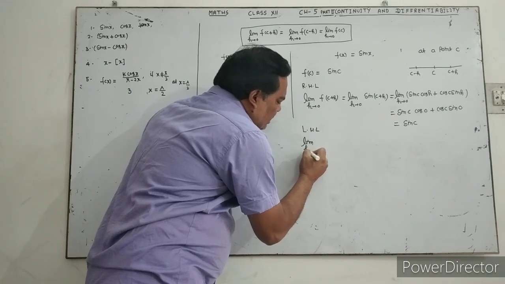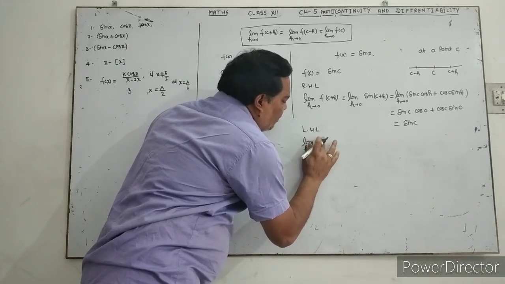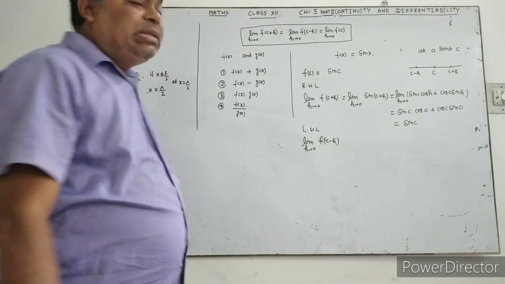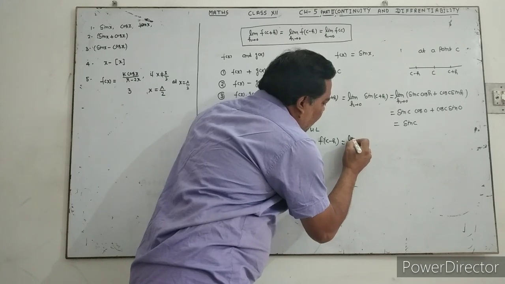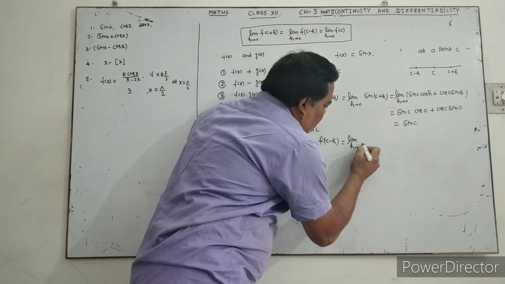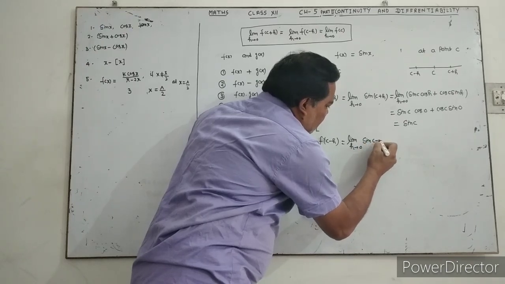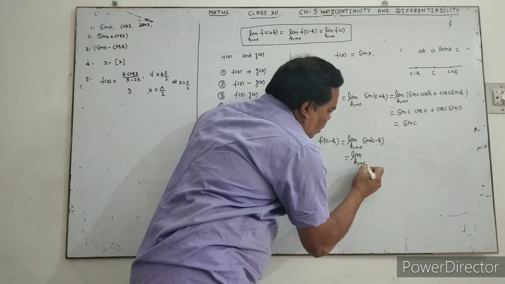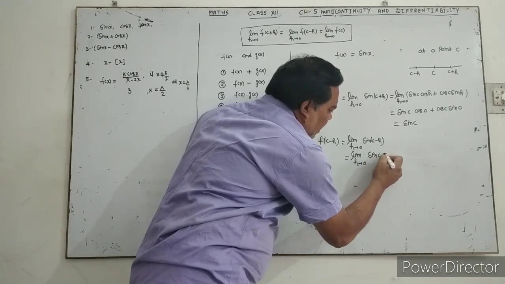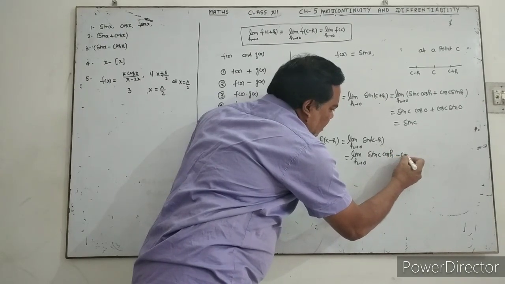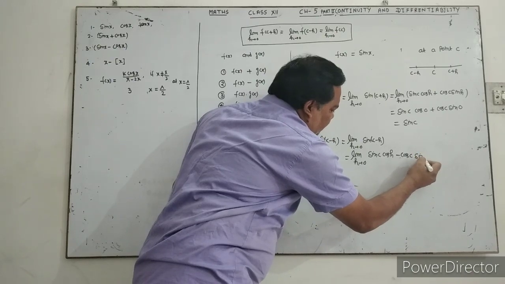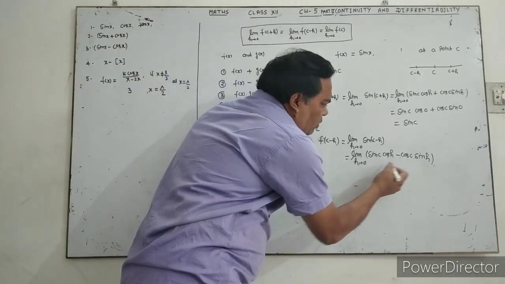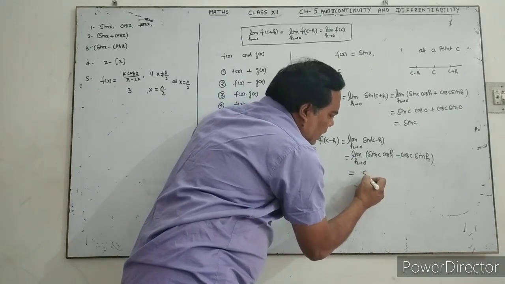Limit as h tends to 0 of f(c - h), which means sin(c - h), equal to the limit as h tends to 0 of sin c cos h minus cos c sin h. Now as h tends to 0, cos 0 is 1 and sin 0 is 0. Then this is sin c.